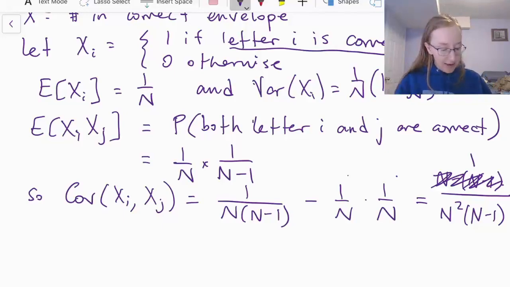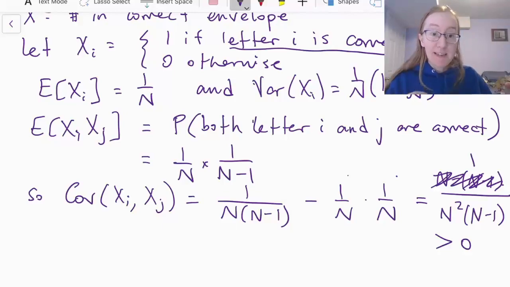And this is greater than 0. So think about that. Does that make sense? If we know that envelope or letter I is in the correct envelope, does that make it more likely that another letter will also be in the correct envelope? In this case, yes, it does. Because there's fewer ways to screw up. Once you know that you got one right, it's slightly more likely that the next one will also be correct because there's fewer ways for it to be wrong.